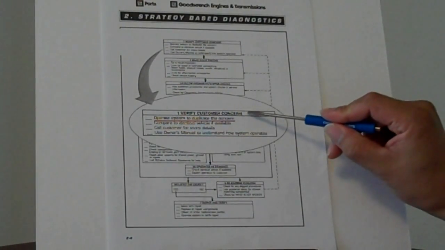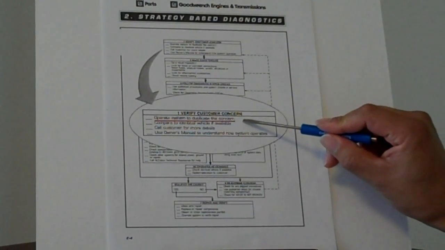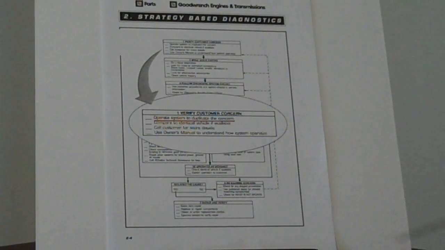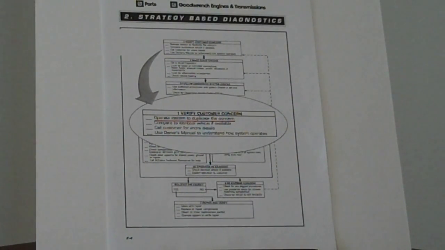Step 1. Verify customer concern. Operate system to duplicate the concern. This will require a pre-road test to bring the vehicle to its proper operating temperature and pressures, which would help in isolating any fluid leaks.